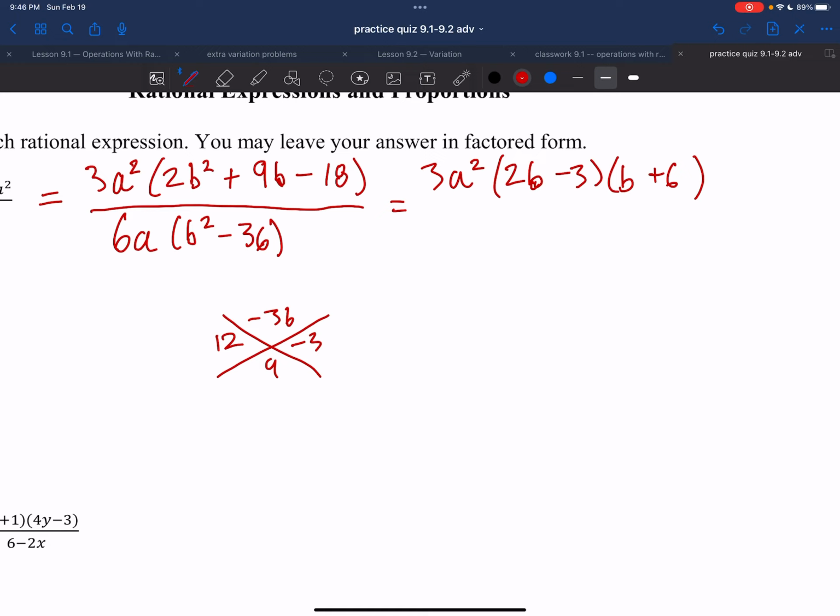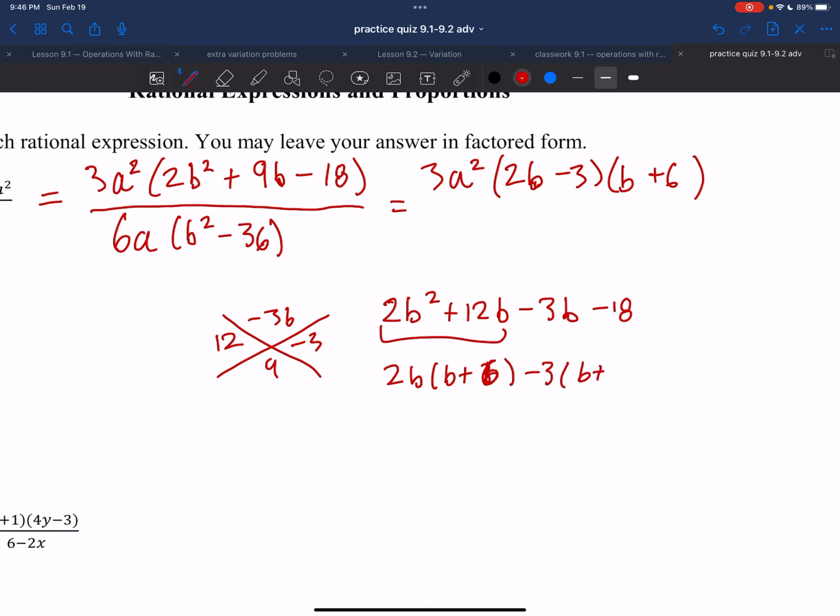So once we find 12 minus 3 is 9, 12 times negative 3 is negative 36. We could do factor by grouping, say 2b squared plus 12b minus 3b minus 18, and then factor out, grouping here, 2b, and that's b plus 6, and then minus 3, and then this is again b plus 6. Therefore, it's 2b minus 3 times b plus 6.